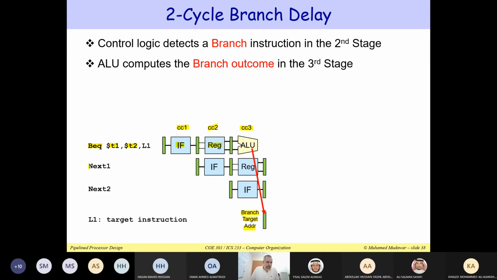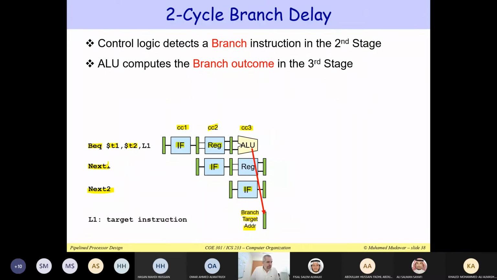Now notice that I have next 1 and next 2. I have 2 instructions in the pipeline that come after the branch instruction. Next 1 has been fetched during clock cycle number 2, and next 2 has been fetched while we are executing the branch instruction during clock cycle number 3. So the problem is that the delay of the branch is 2 cycles, because we are executing it in clock cycle number 3, at which point we have fetched 2 instructions that come immediately after this branch.